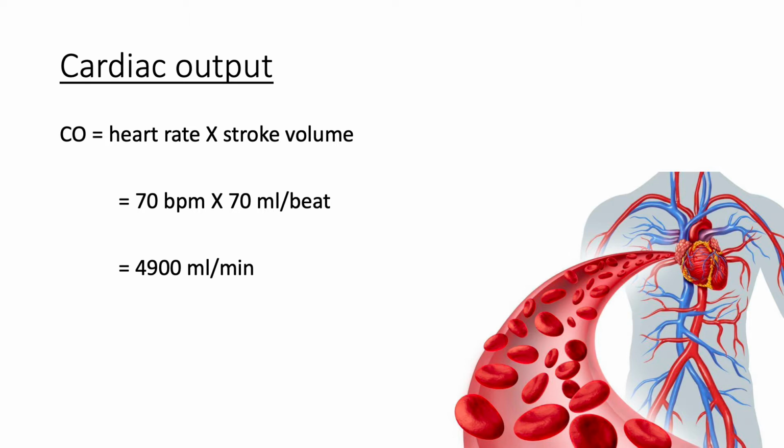Okay. So we know that there's 1,000 mils per liter, so this comes out to 4.9 liters, or about 5 liters of blood those ventricles are pumping per minute. And this is impressive because that means that the ventricle is moving the entire volume of blood within your body over a minute. And that's just your resting heart rate, okay? Because the average body has about 5 liters of blood, and that's what we're pumping within a minute.